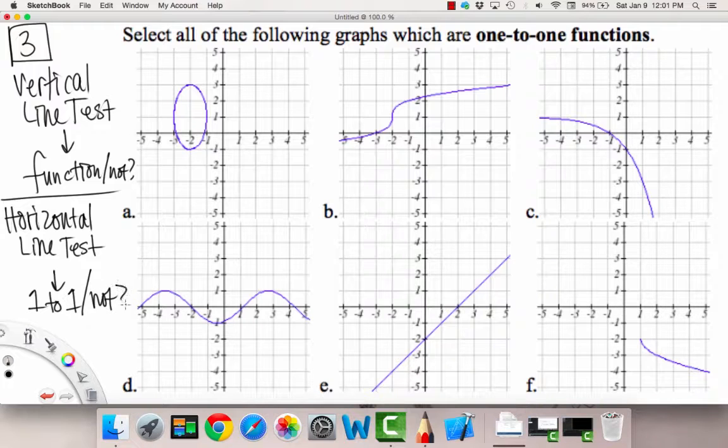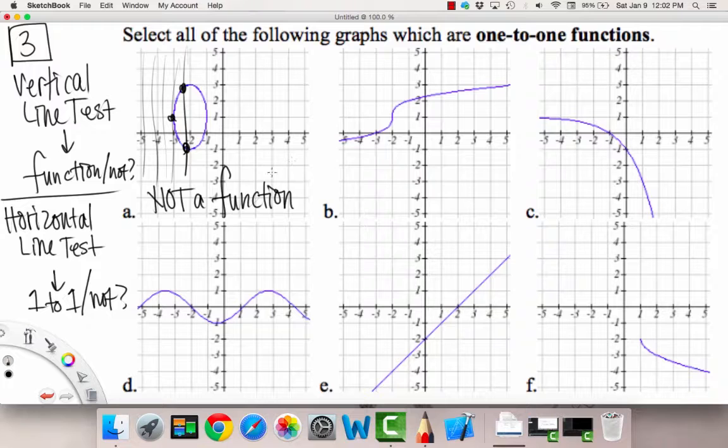Alright, so let's look at A. We have this in blue as the graph. If we do our vertical line test, we have vertical lines that touch the graph once here, but then it touches it twice here, so it already failed the vertical line test. That means this isn't even a function. So we could just write not a function for A.